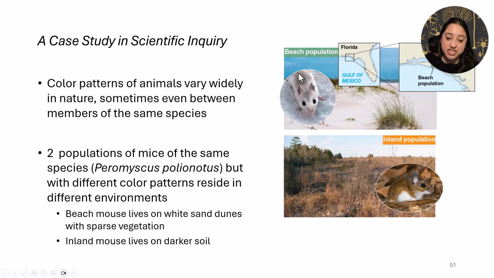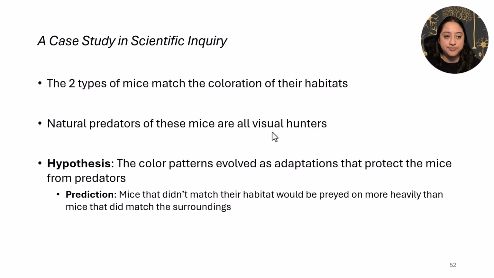So this population of the species lives in a beach area. So if this is Florida, it's here closer to the beach. And this other population that's more inland is more brown because they live in a brown environment, whereas the beach population are very light tan because they blend in with the white sand. So they have different color patterns and reside in different environments. The beach mouse lives on white sand dunes with sparse vegetation, so there's not a lot of stuff to hide behind. And then the inland mouse lives on darker soil.